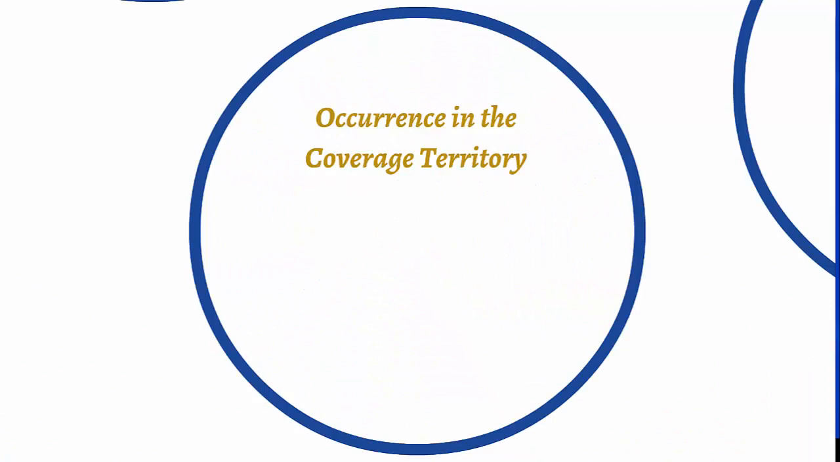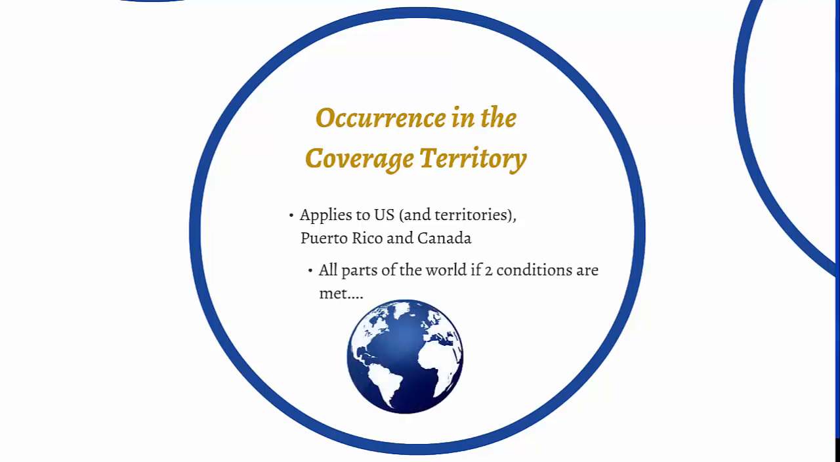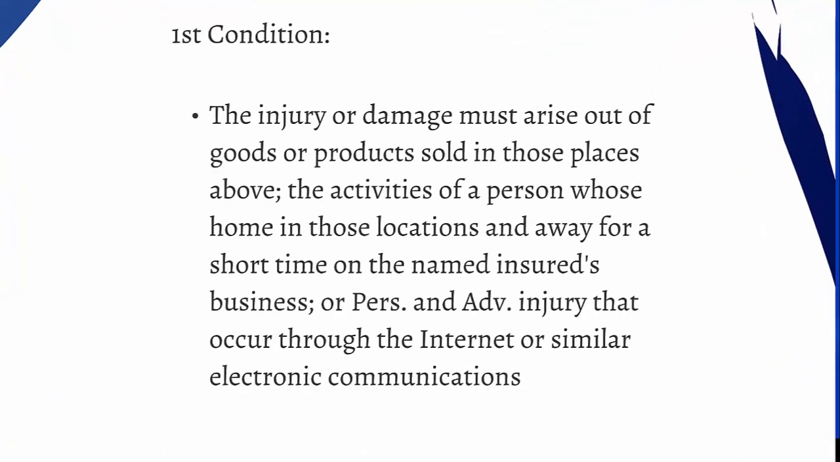Additionally, the occurrence must be in the coverage territory. This applies to the U.S. and territories, Puerto Rico, and Canada. You need to remember those three areas. It also applies to all parts of the world if two conditions are met. First, that the injury or damage must arise out of goods or products sold in those places I just named above, the U.S., its territories, Puerto Rico, and Canada.